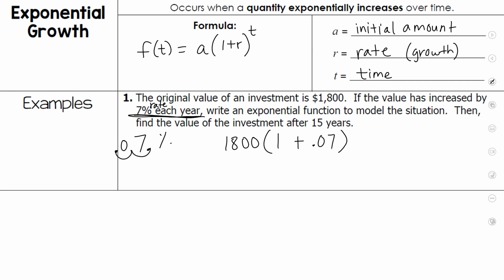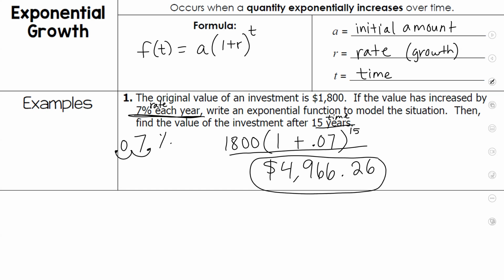Find the value of the investment after 15 years. This is your time. So we're going to put 15 up here as the exponent. So everyone should have a calculator. You guys are going to type this into the calculator and figure out how much money this person has after 15 years. They started out with 1,800. Now how much do they have? Syntax error. There we go. $4,966.26. Investing is wonderful.